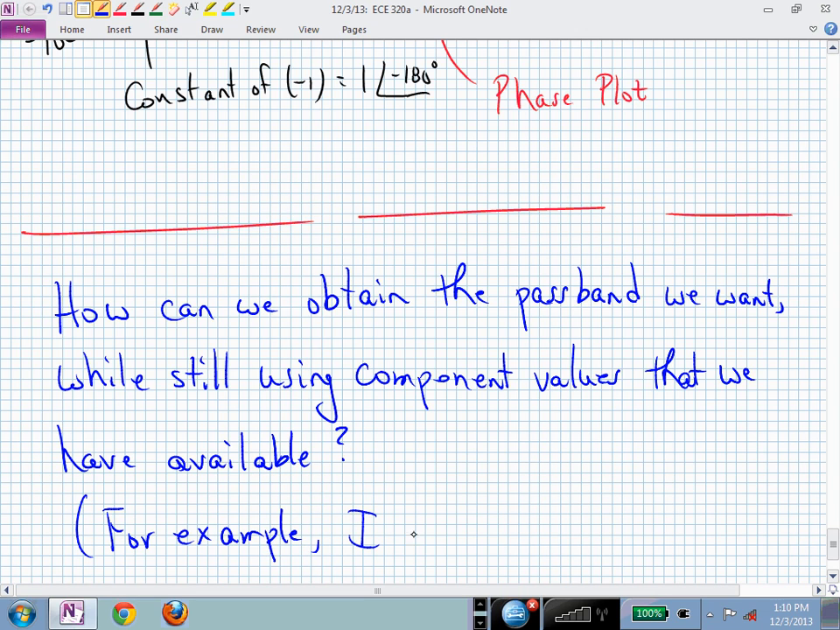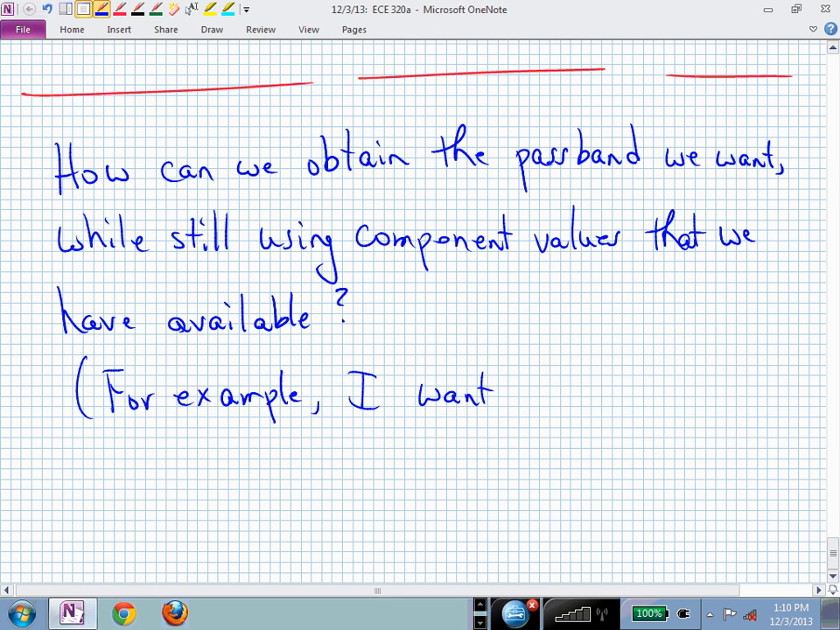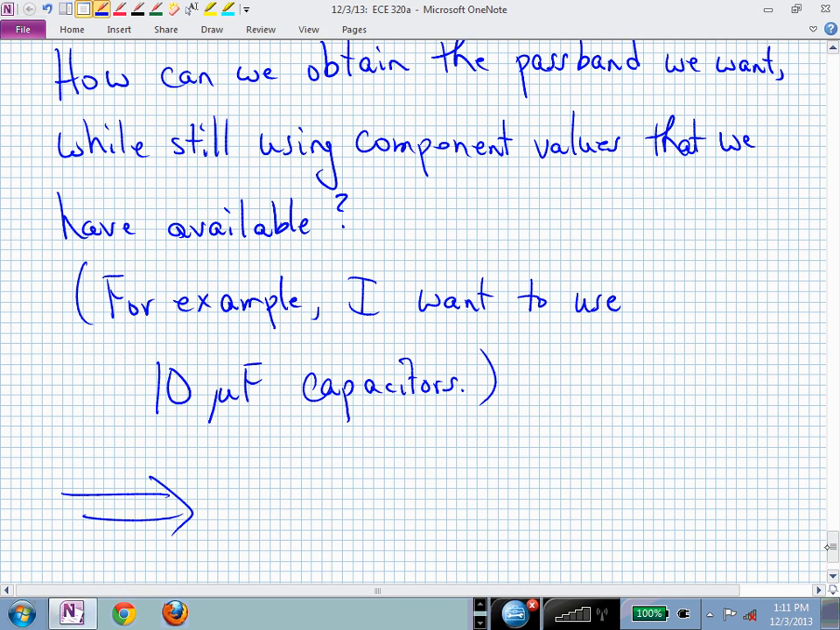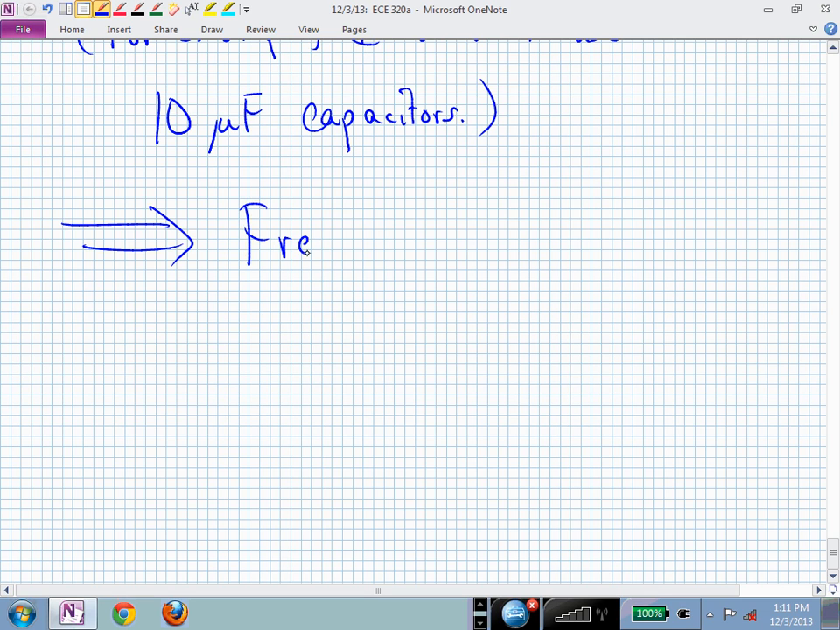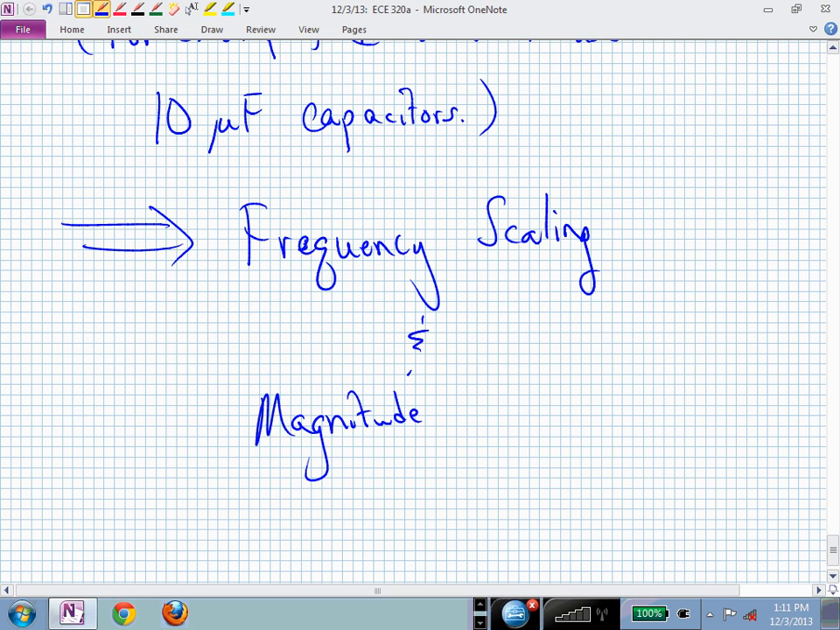For example, maybe I want to use 10 microfarad capacitors for whatever reason, and the silly circuit that I just designed had a capacitor of 1 farad, didn't it? And it had a pass band of 1 for that high pass. Well, this is now what is leading us to learn how to scale. We want to be able to frequency scale. That's going to allow us to change the pass band value. And in combination with a magnitude scaling, that will allow us to adjust for keeping or using these 10 microfarad capacitors.